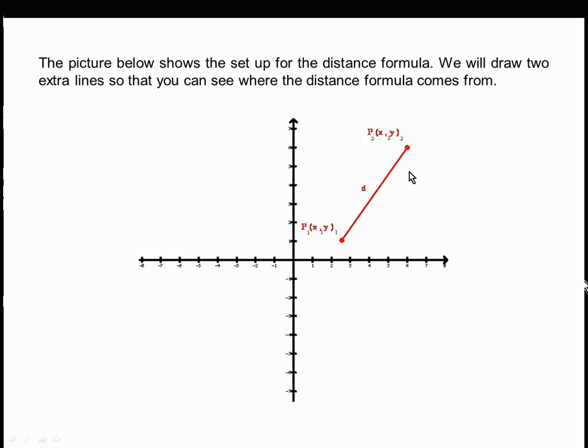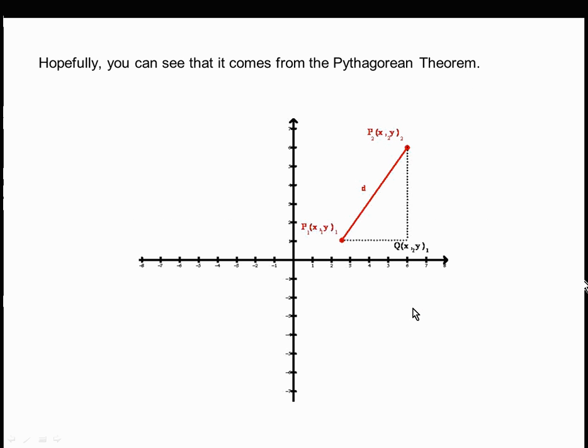I'm going to draw a horizontal line and a vertical line. So I've got a right triangle. Okay, so from this right triangle, you can now see you're looking at the hypotenuse of a right triangle. So if someone asks you, where did the distance formula come from? It comes from the Pythagorean theorem. In fact, some books will say, use the Pythagorean theorem to find the distance between these 2 points. You now know you're looking for the hypotenuse of a right triangle. Remember, a squared plus b squared is c squared.